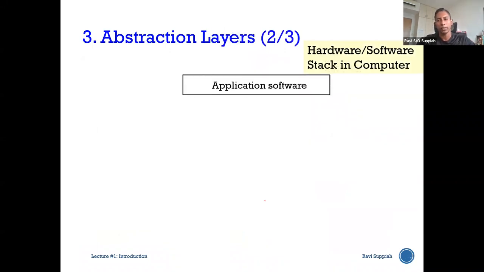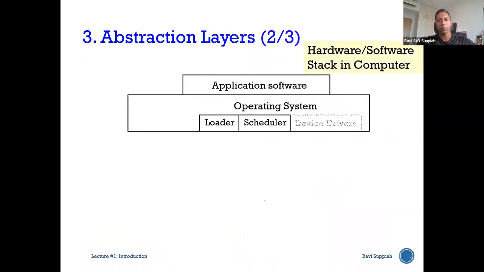Now, in terms of the abstraction layers, what do we have? If you take application software, for example, let's take what I'm running now: Microsoft PowerPoint, and I'm running Zoom. These are all applications of a very high level, and they are all running on my computer, which is running the Windows system.